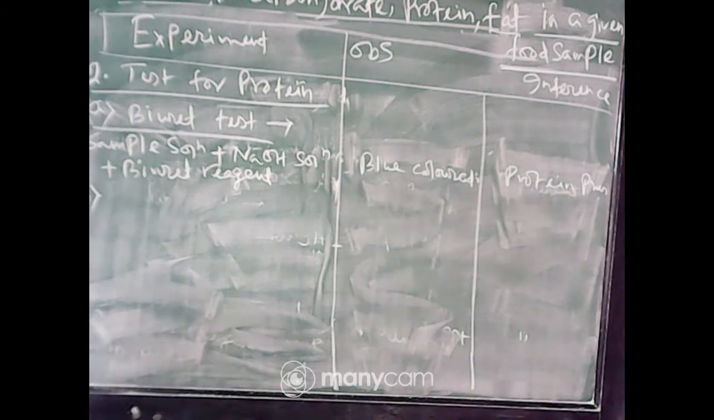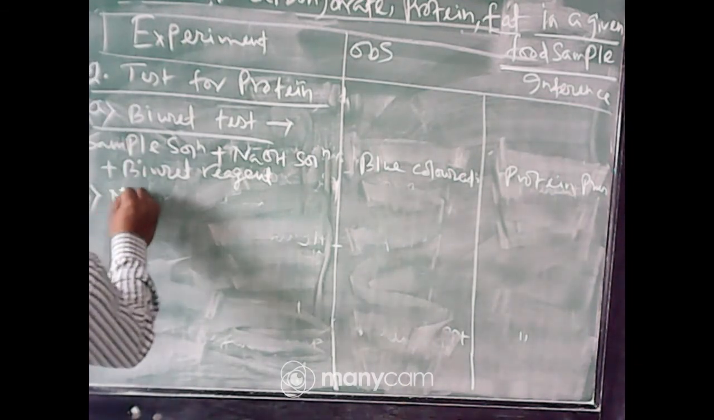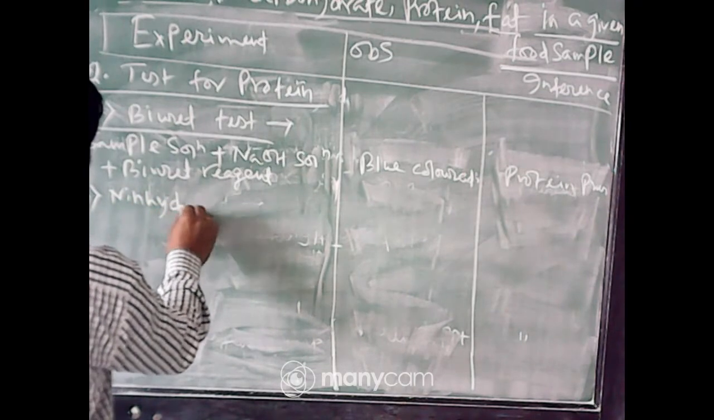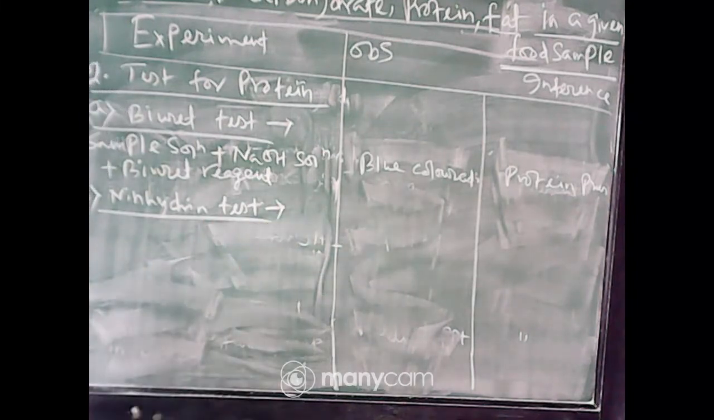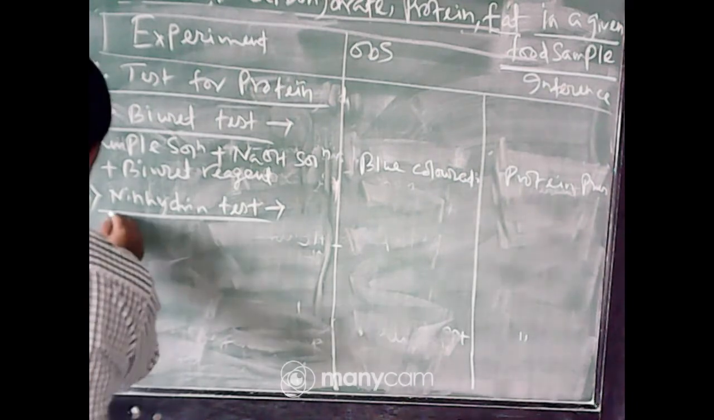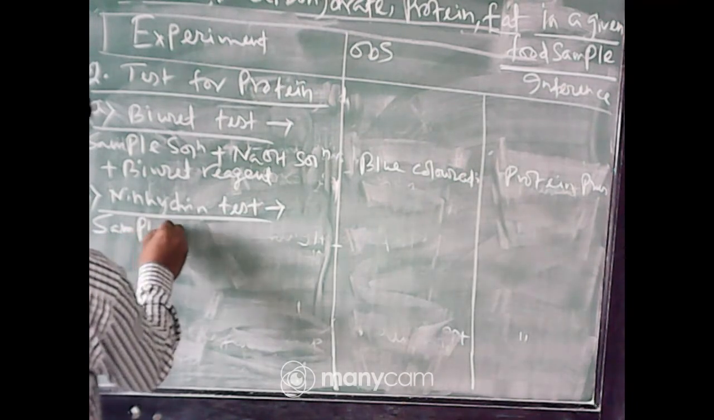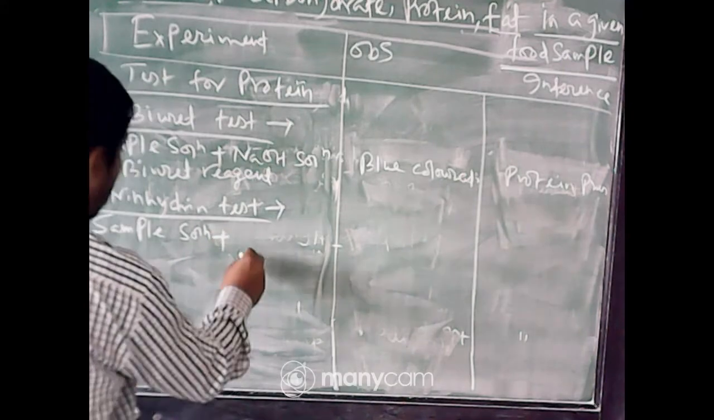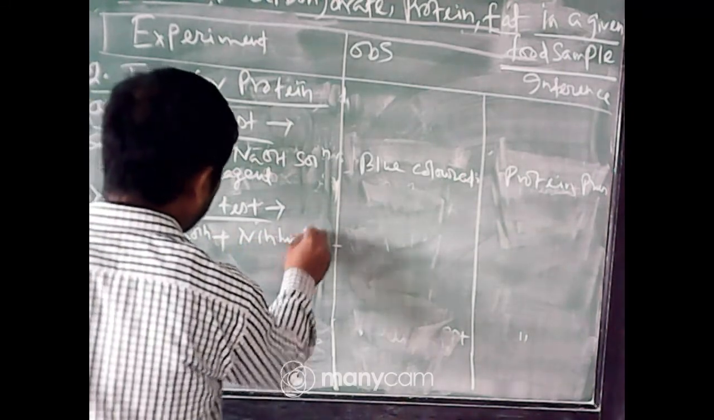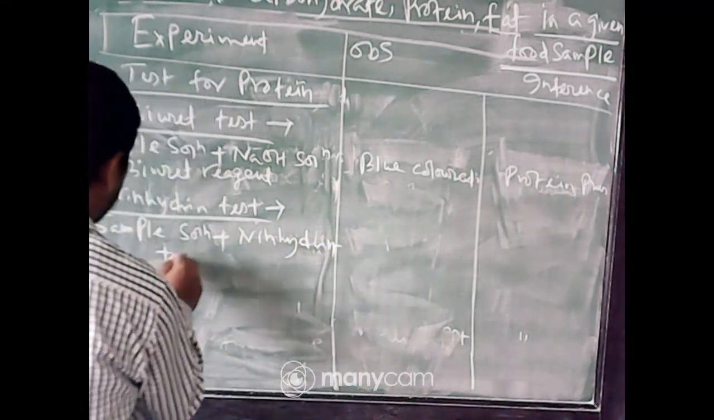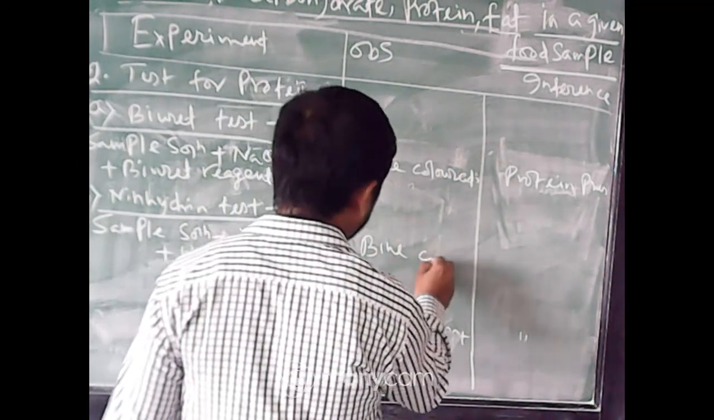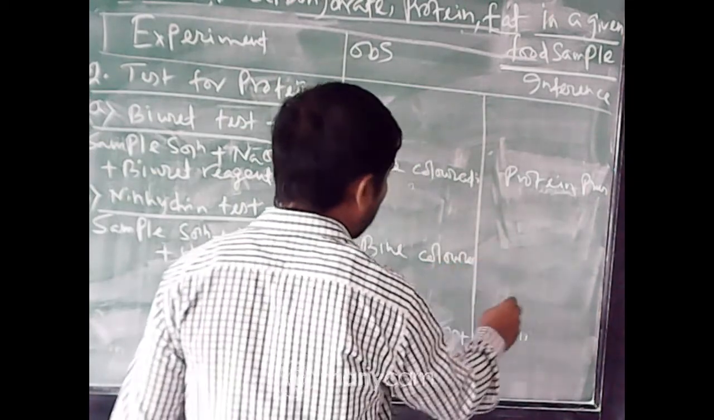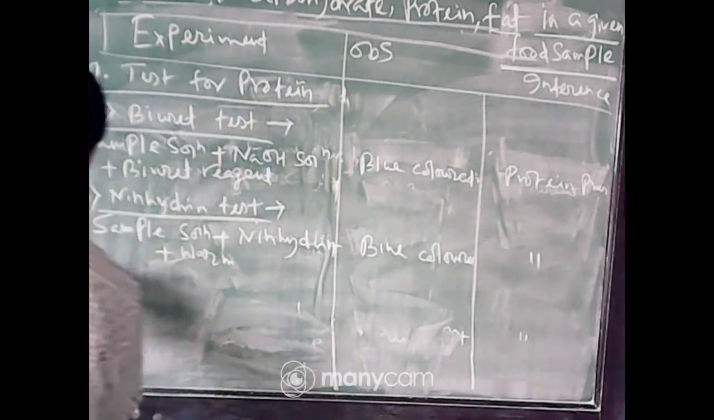Number B is the Millon's test. Millon's test, it is easier. Sample solution plus Millon's solution plus warm. It is also a blue coloration, protein present.